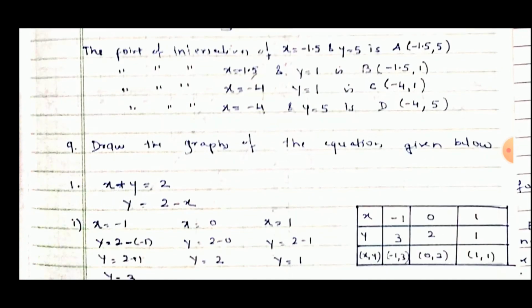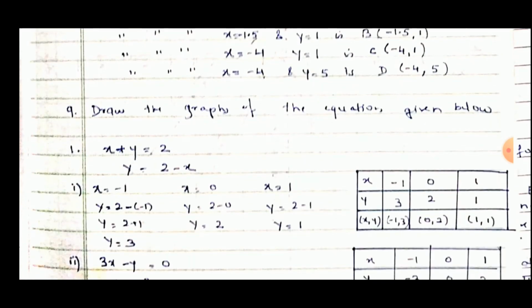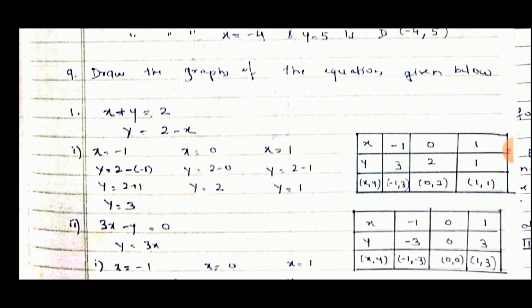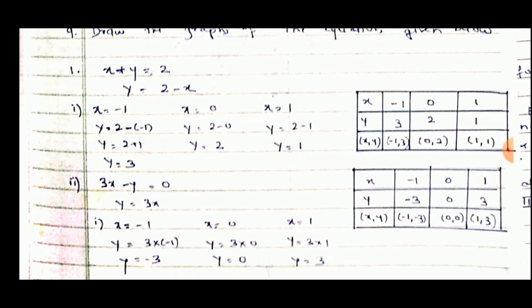Now draw the graphs of the following equations given below. x plus y equal to 2. So y is equal to 2 minus x. Substitute x is equal to minus 1, you will get y is equal to 3. Substitute x is equal to 0, you will get y is equal to 2. Substitute x is equal to 1, you will get y is equal to 1.